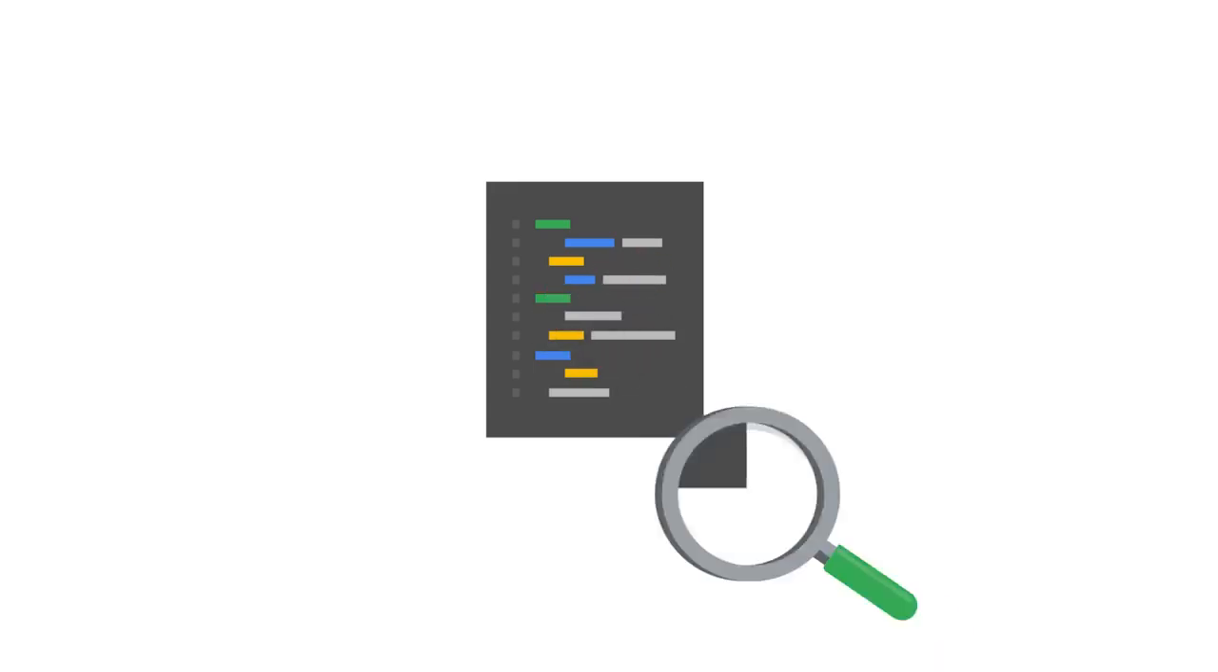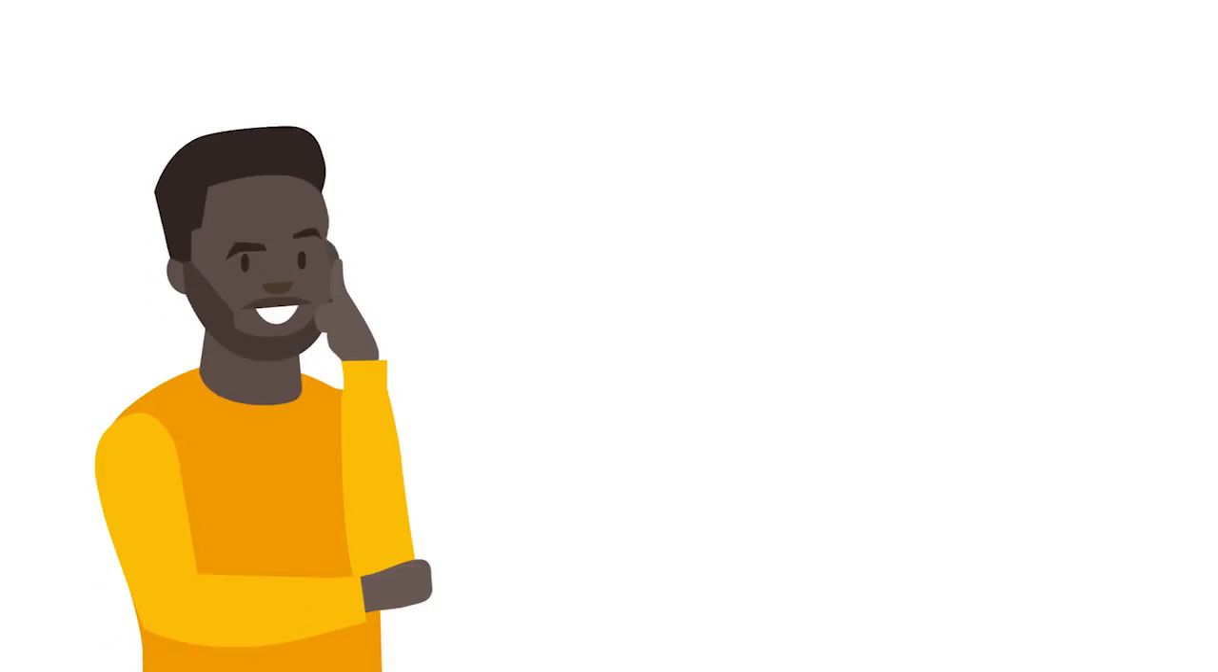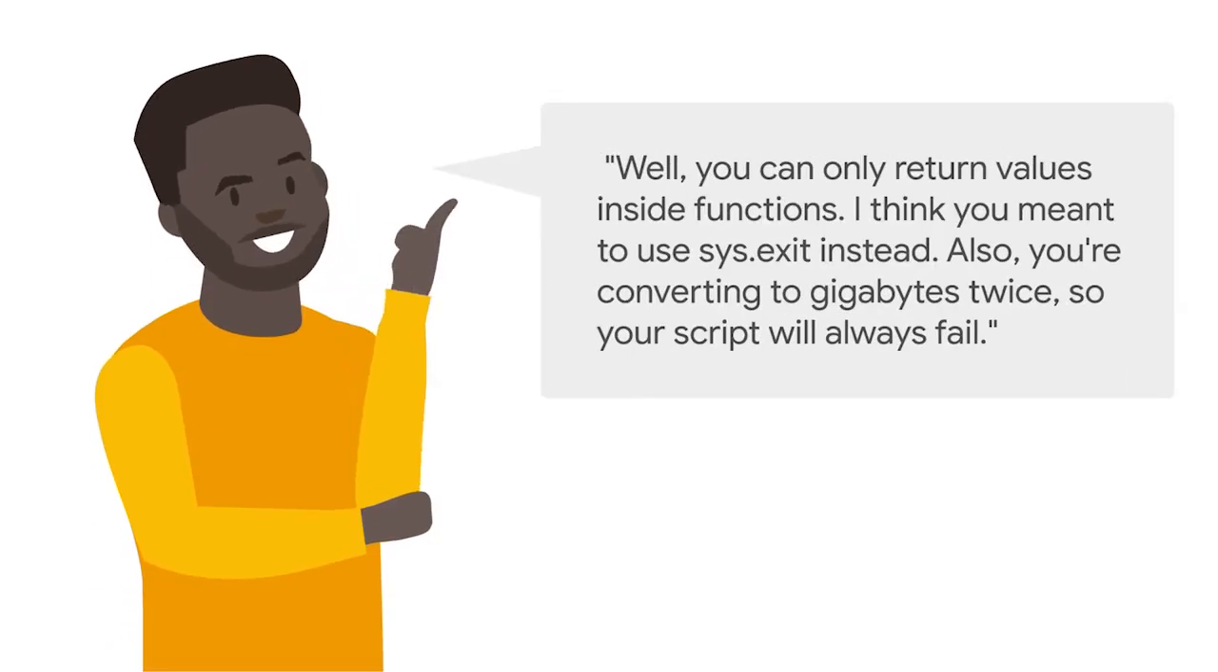Imagine a colleague sent you a script with a bug and asked you to help fix the issue. Once you understood what was wrong with the script, you could describe to them what they need to change. Something like, well, you can only return values inside functions. I think you meant to use sys.exit instead. Also, you're converting to gigabytes twice, so your script will always fail.